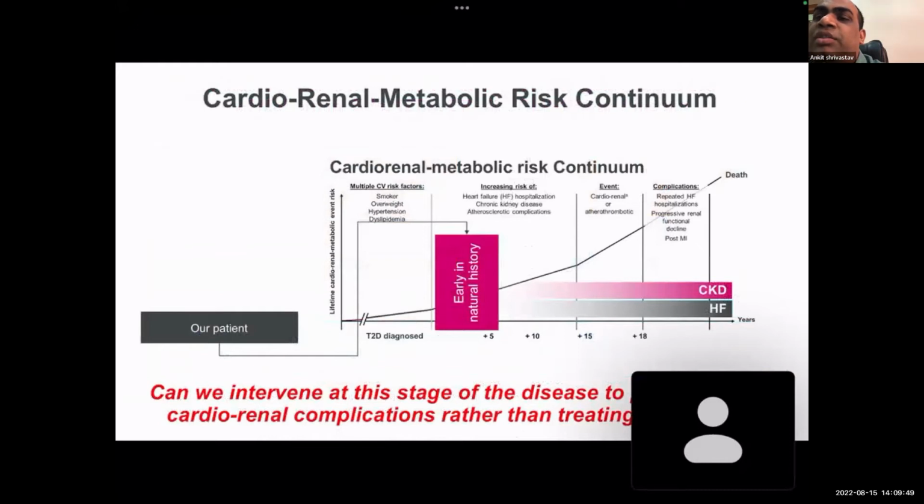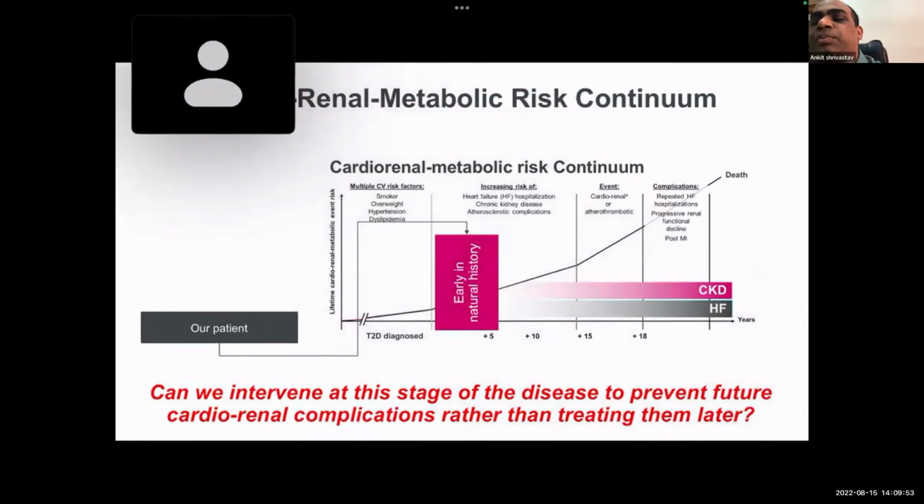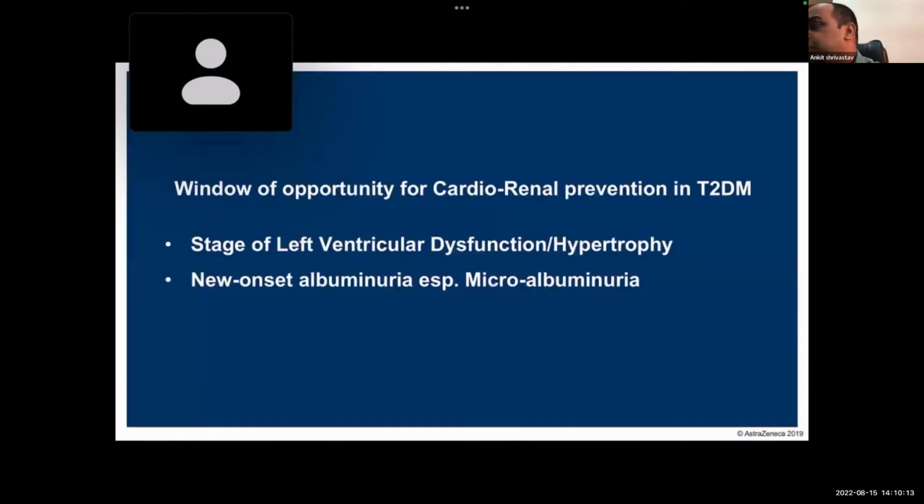If you look at the cardiorenal metabolic risk continuum, when can we intervene at this stage of disease to prevent further cardiorenal complications rather than treating them later? This is again something which is very important. We need to understand that diabetes is something which evolves with time. So we should intervene at this stage of disease to prevent further cardiorenal complications rather than treating them later.